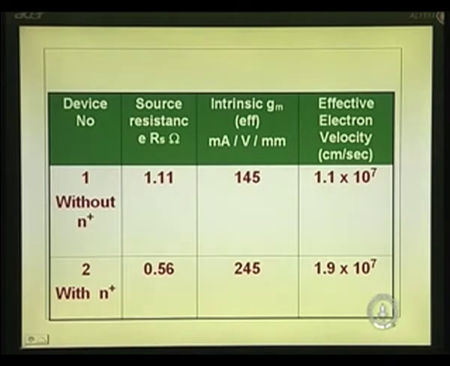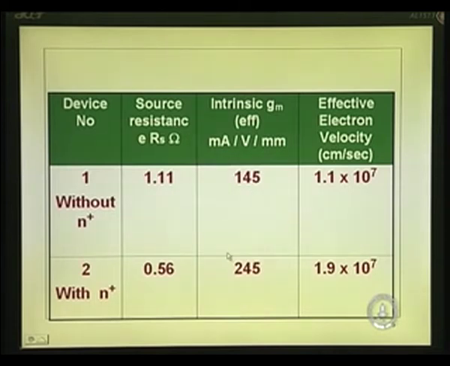In my last lecture I just quickly went through this, so I thought I will go through it again. Now you can see without the N plus layer, the corrected intrinsic GM0 is 145 milliampere per volt per millimeter width, and with the N plus it is 245. What this tells us is that the extrinsic or effective GM was higher, and also the intrinsic GM is higher when the N plus layer is present. So, it is not due to series resistance, it is due to the property of the device at that particular point.